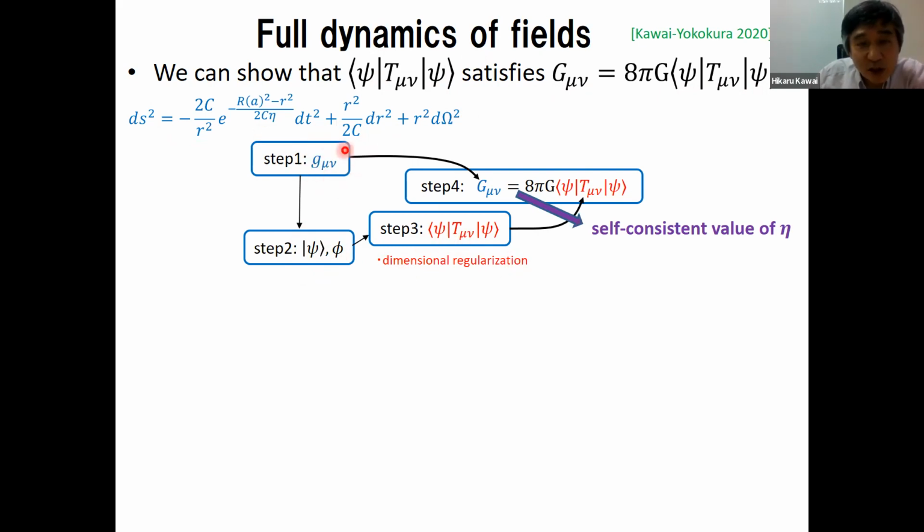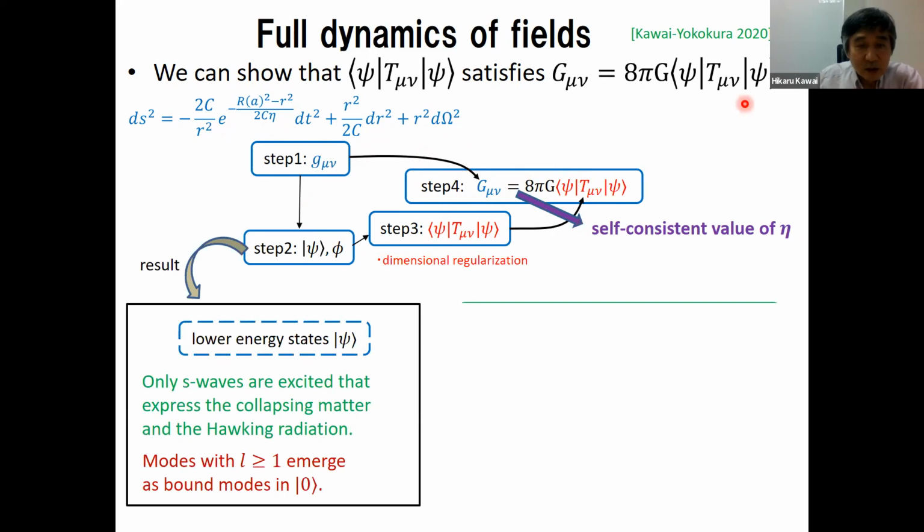And then from G, as we have seen, we can calculate the Einstein tensor. And by equating these two, we get a self-consistent equation for eta. So in this way, again, we can check that the self-consistent Einstein equation is satisfied for this metric. And as a result, we have seen that in the lower energy state, only S waves are excited that express the collapsing matter and the Hawking radiation.